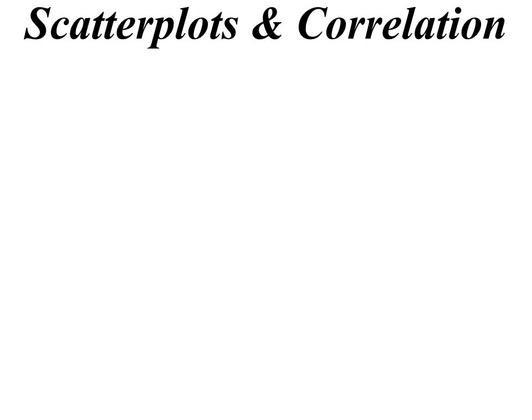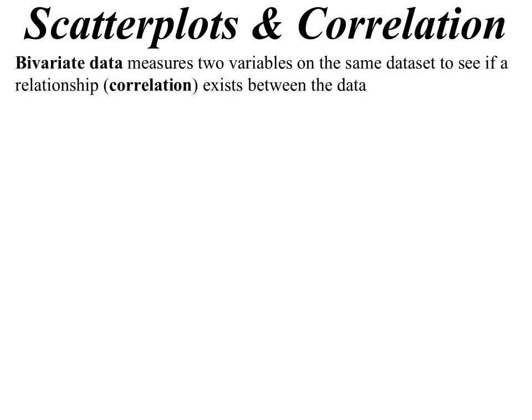Scatter plots and correlation. When we talk about bivariate data, we're collecting two pieces of information about something and we plot it to see if there is some relationship between these two things. And that's the graph, the scatter plot.